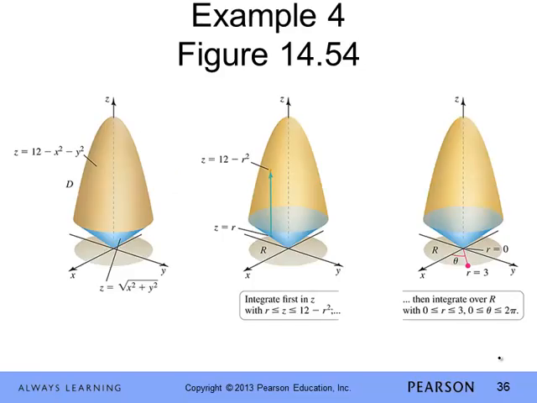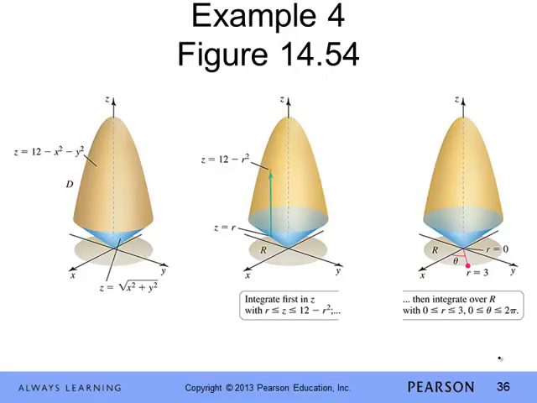So the integral that calculates this volume is the integral of 1 dz dr d theta, with an r factored in as part of the integral. Z goes from r to 12 minus r squared, theta goes from 0 to 2 pi, r goes from 0 to 3. Okay.